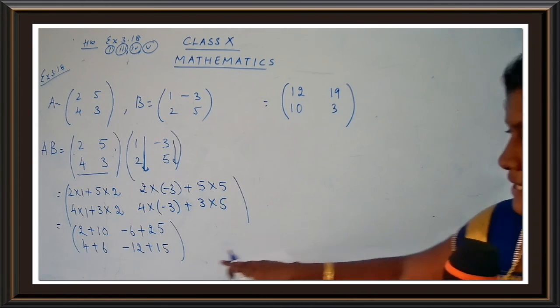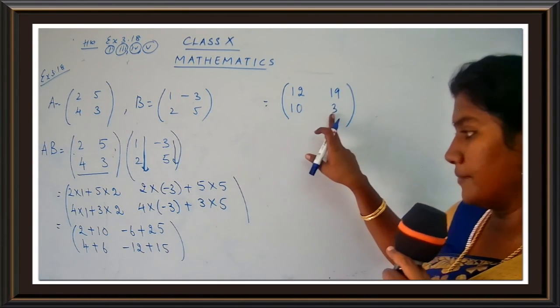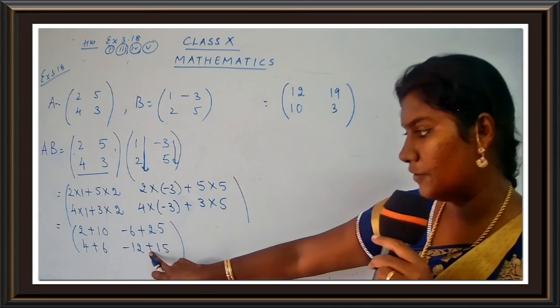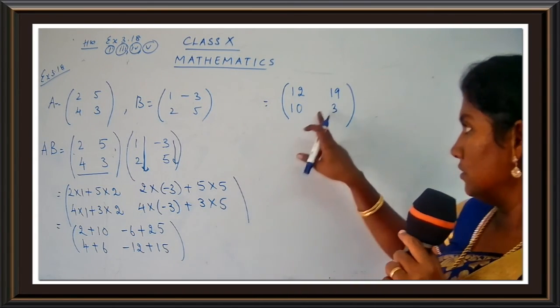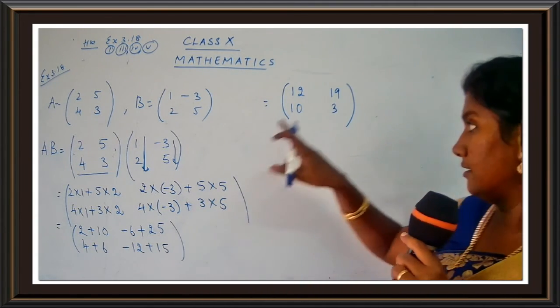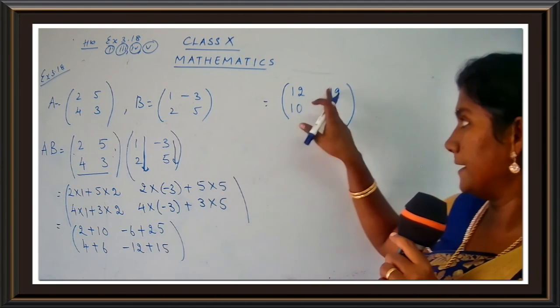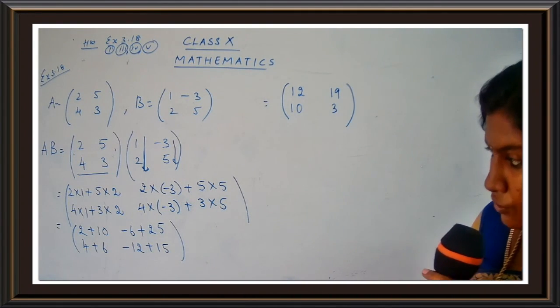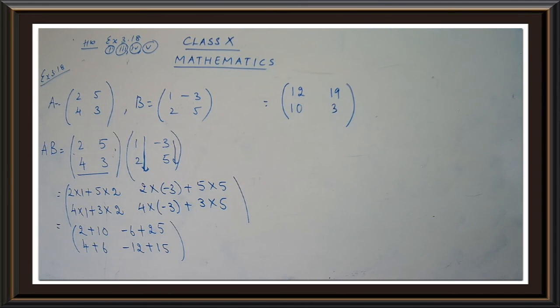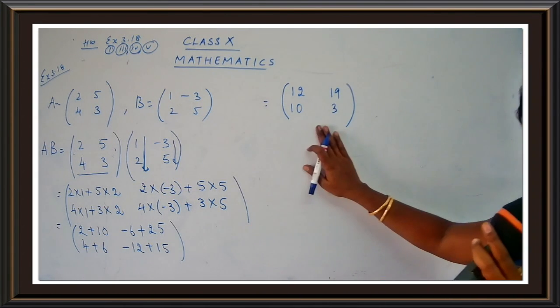So what is the answer you get here? Be careful. Minus plus is minus. So I am doing subtraction. Sign of the bigger number. So plus is a bigger number, that is, 15 is a bigger number. So I will put the sign for plus. Here also plus sign. So what is the answer for AB? You get AB as 12, 19, 10, 3. So we have completed AB.